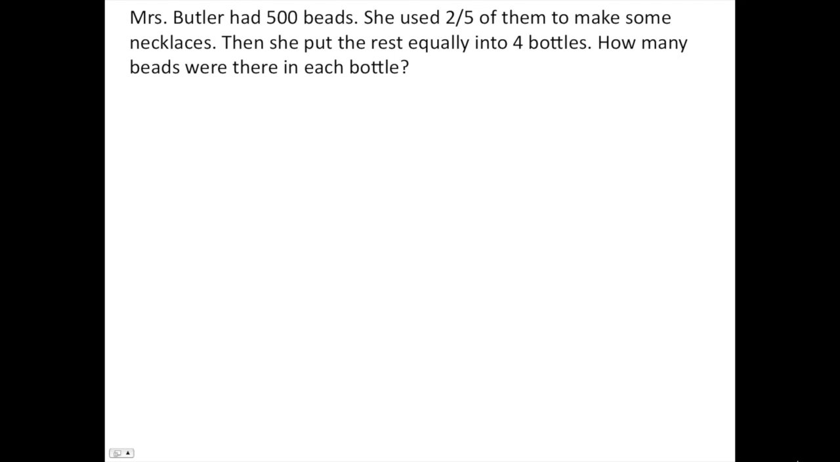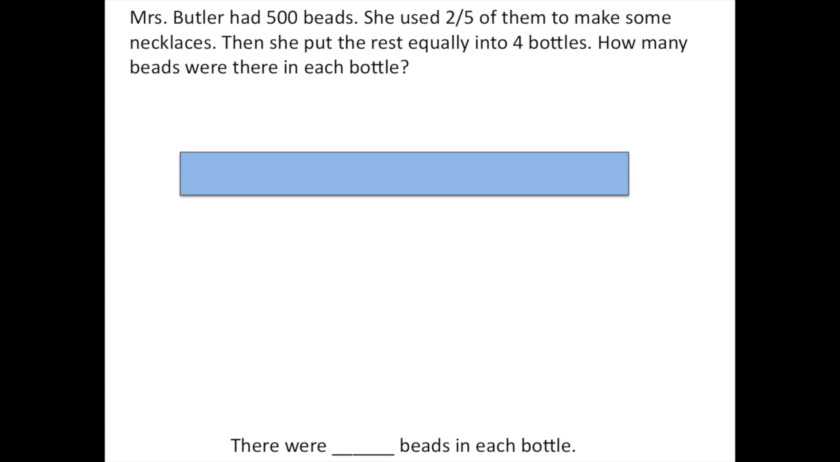Let's review the second problem. Mrs. Butler had 500 beads. She used 2/5 of them to make some necklaces. Then she put the rest equally into 4 bottles. How many beads were there in each bottle? I'm going to write my sentence on the bottom and draw my full bar. Now I can fill in the information given to me in the problem.